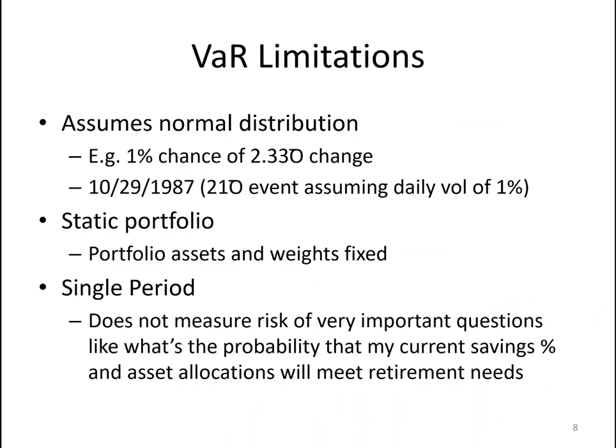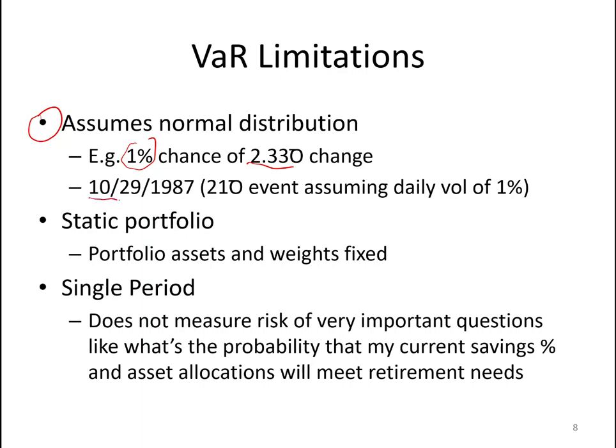Some limitations to the VaR. First of all, the best thing about VaR is it summarizes an entire portfolio in one number. Here are its limitations. Generally, it assumes normal distributions. VaR is often calculated the way I just did it in the last few slides and in the spreadsheet, and assumes a normal distribution. The problem is that asset returns tend to have much fatter tails, so VaR is probably underestimating the risks of the portfolio. For example, there's a 1% chance of a 2.33 standard deviation change, assuming normal distributions, just based on the geometry of the normal distribution curve.